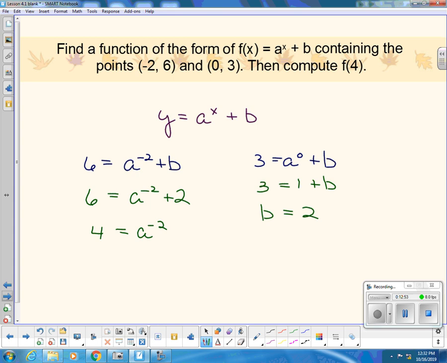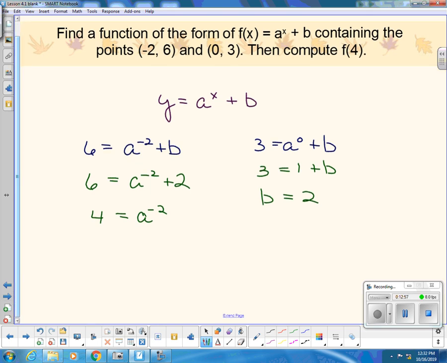A couple ways you can do this, but the easiest way is to get rid of that negative 1/2. I'm going to raise it to the negative 1/2 power. That's going to cancel out that negative 2. We'll go to a 1. So a equals 4 to the negative 1/2.